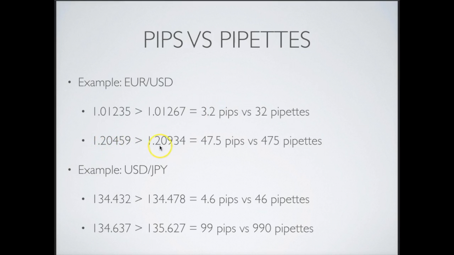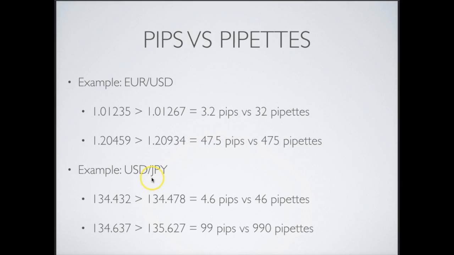We have this number and it jumped to this number. Now you have to pay attention because the 9 and the 4 are different. So take the last three numbers and you find out it's 475 pipettes, or 47.5 pips. So you say the market has moved 47.5 pips. It doesn't matter if it's going up or down, it's still the same thing.